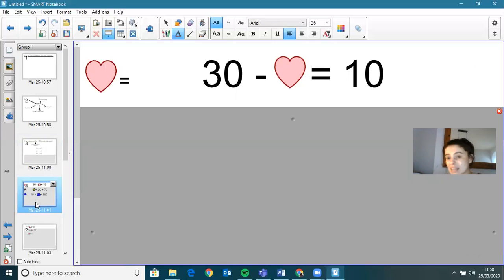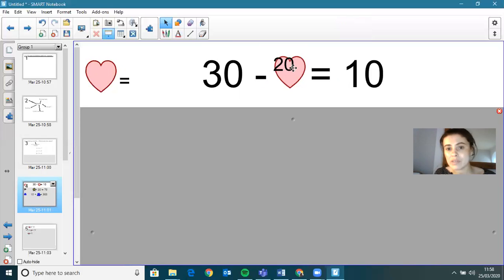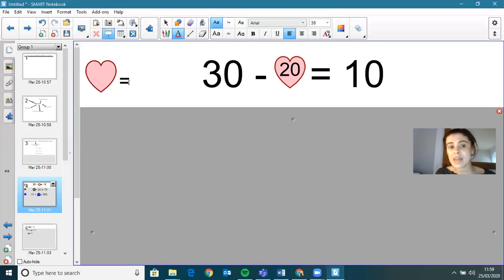Okay, so if we're looking at something like this, again, not difficult. 30 take away heart, whatever heart is, equals 10. Well, again, we can do the inverse. We can change it around slightly. 30 take away 10 will give us our answer. Or some people might just be able to see that this heart must be 20. And if you can place it in instead of the heart, that means you got it right. So 30 take away 20 equals 10. Yeah, that makes sense. So therefore, the heart equals 20.